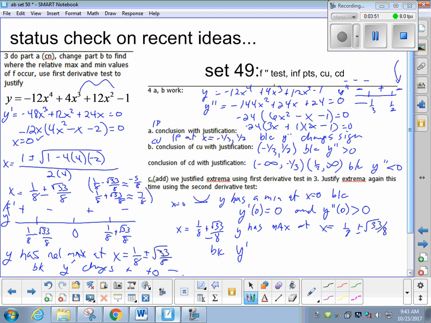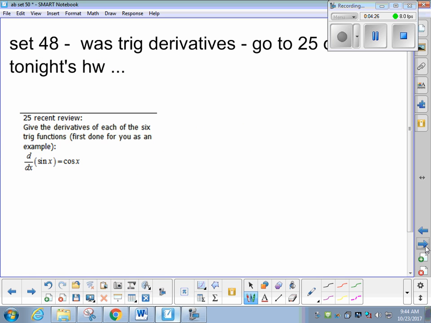Okay. Ready? All right. y has a max at x equals 1/8 plus or minus root 33/8 because y prime equals 0 there, and y double prime is less than 0. Rather than write that big mess, I typically just say "there," but you can definitely write the big mess. Okay. So, second derivative test, check.